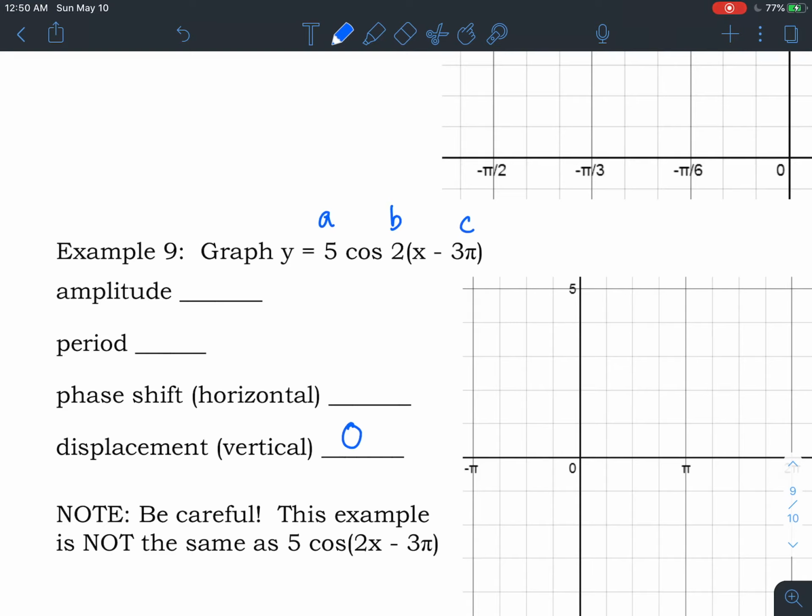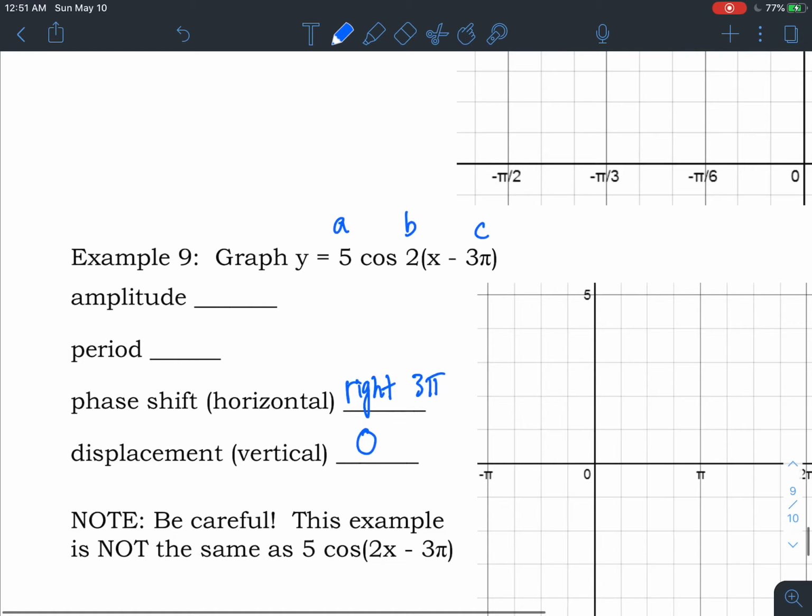My phase shift, I'm just going to work up my list now that I started down there at the bottom. My C value, which is in a parenthesis, and we have that lead coefficient of 1 on x inside my parenthesis. So now I know that C value is my actual shift. So minus 3 pi is right 3 pi. My period is always 2 pi divided by b. So 2 pi divided by 2 would be pi. And my amplitude, which is that A value, is a positive 5.